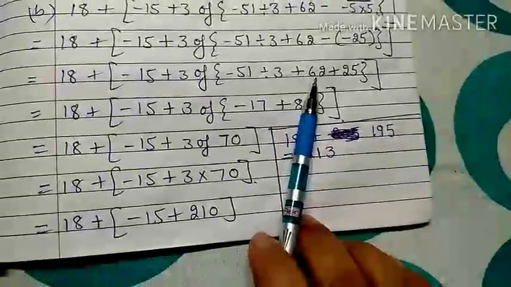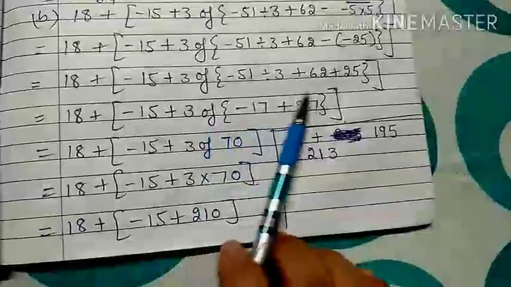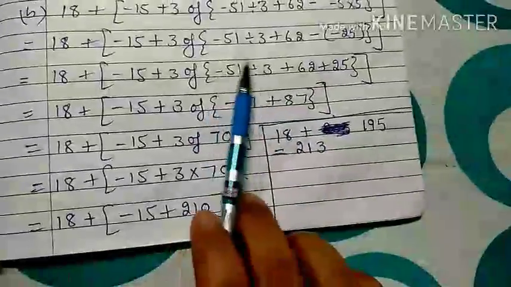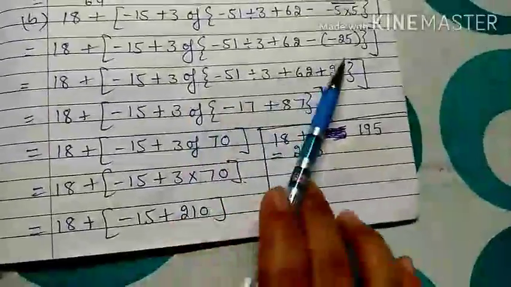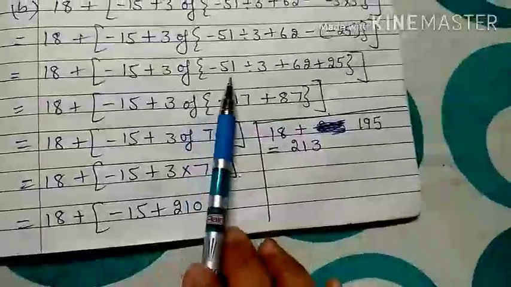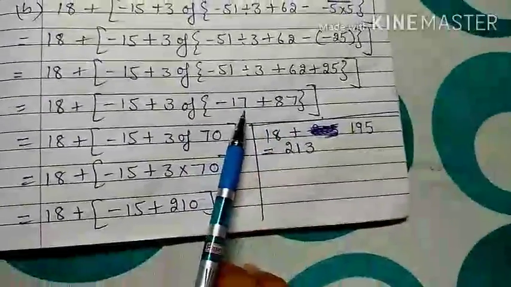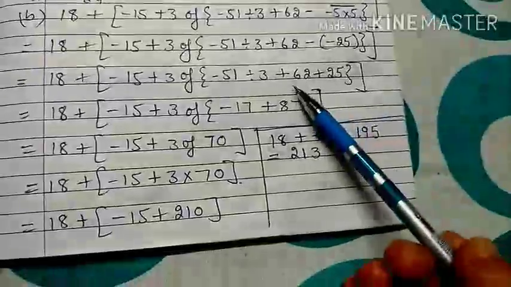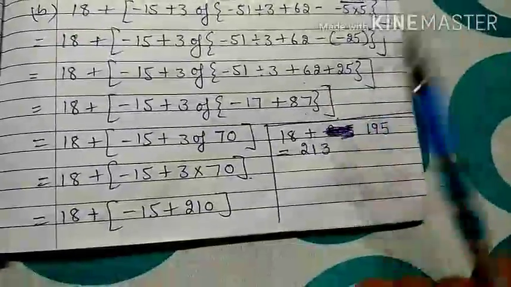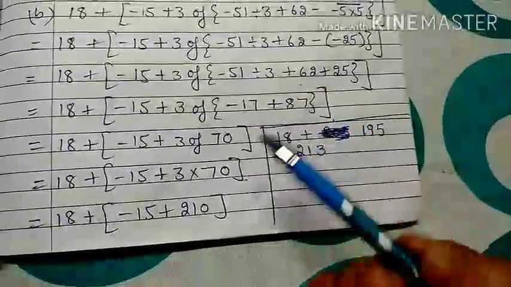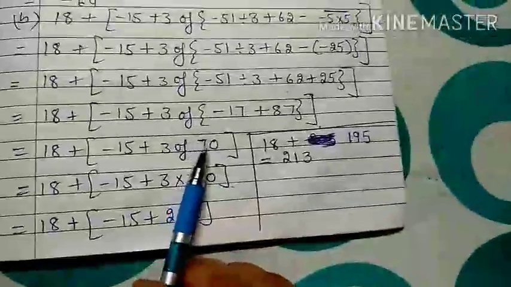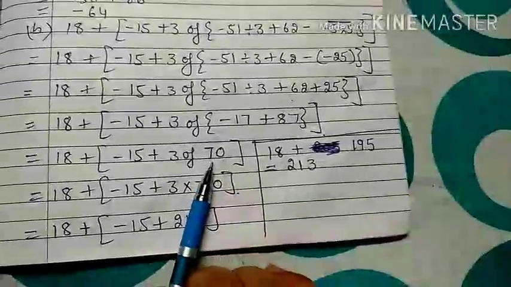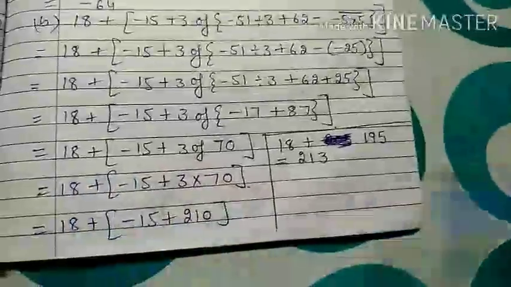Now here 62 plus 25. According to the BODMAS rules, first I have to solve this divide before solving this curly bracket. Minus 55 divided by 3 gives me minus 70. Other terms should be written as it is, and just add the terms. 62 plus 25 gives me 87. Now the next step is you have to solve the curly bracket. Curly bracket means minus 70 plus 87 gives me 70. Other terms should be written as it is.